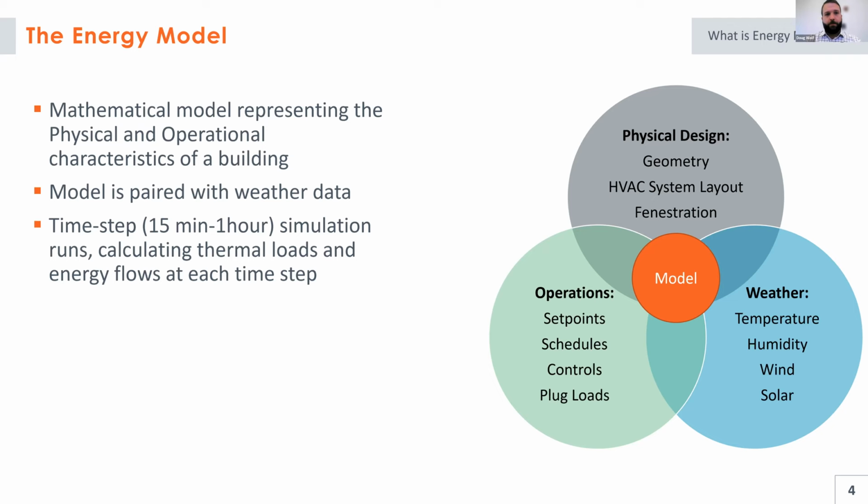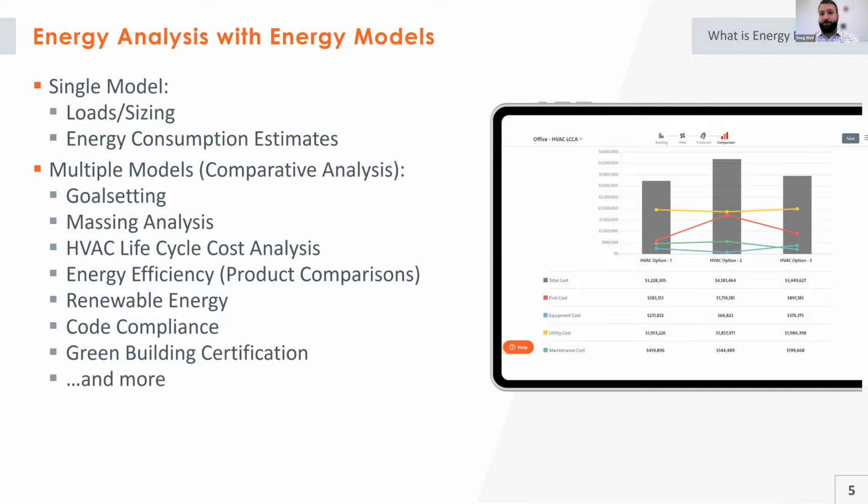Once you have an energy model, you can start to do some analysis. So with just a single model, you might be able to run loads calculations, understand what equipment sizes need to be for air conditioning, heating, air flows, as well as it'll give you a sense of energy consumption estimates. So you'll have an understanding of how much energy the building might use, as well as how that usage breaks down to the different end uses. So plug loads versus lighting versus heating and cooling and fans and all of that.